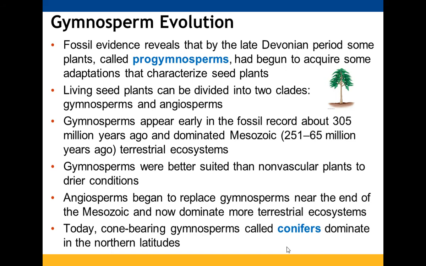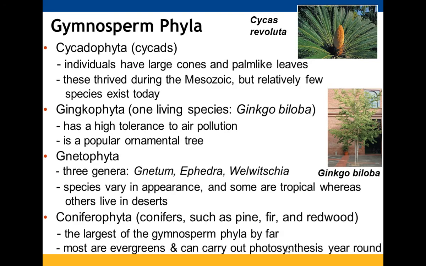We still do obviously have the cone-bearing gymnosperms, the conifers. They tend to exist more in colder environments, northern latitudes. Okay, so the different phyla for the gymnosperms, we have the cycads, the ginkgos, the gnetophytes, and the conifers.